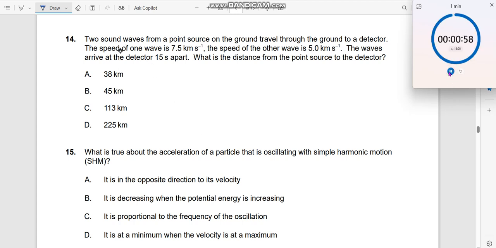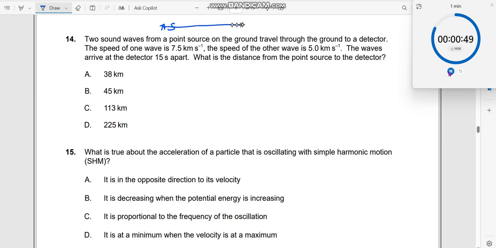Question number 14. Two sound waves from a point source on the ground travel through the ground onto a detector. So this is your point source. From here it goes to the detector over here. This is your detector.